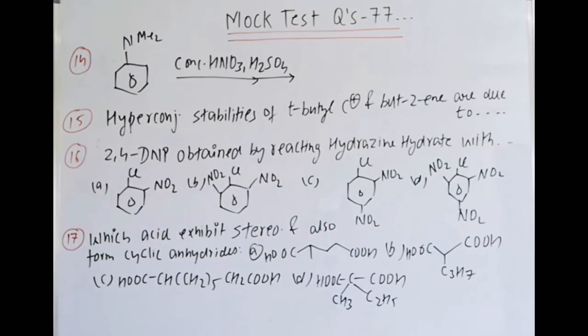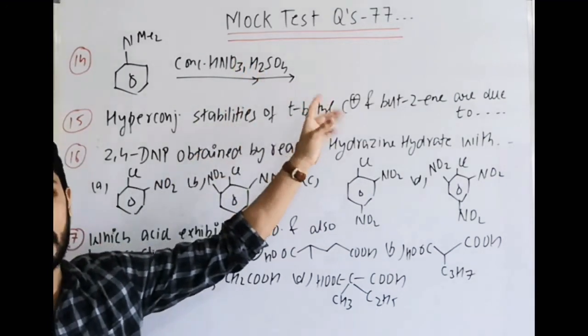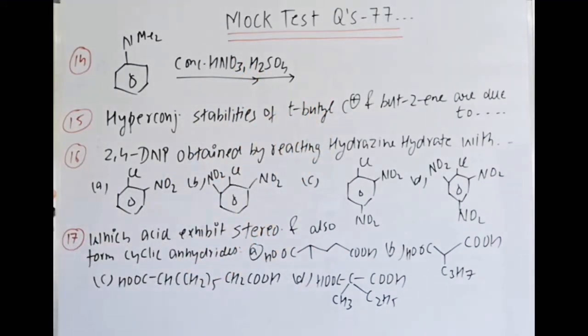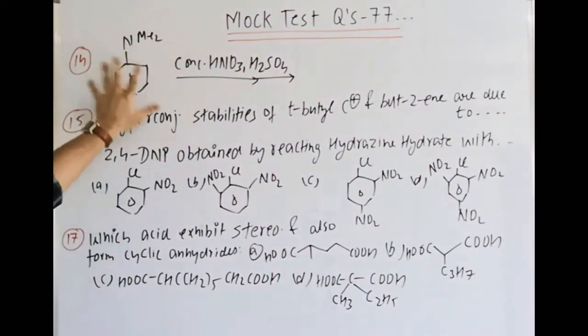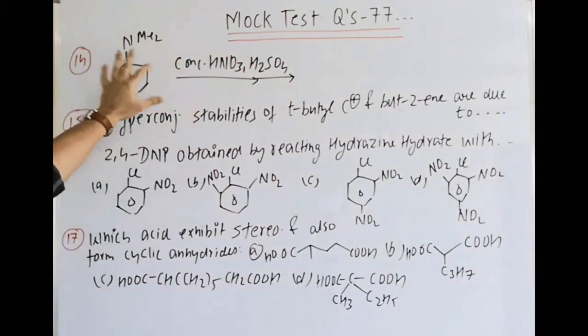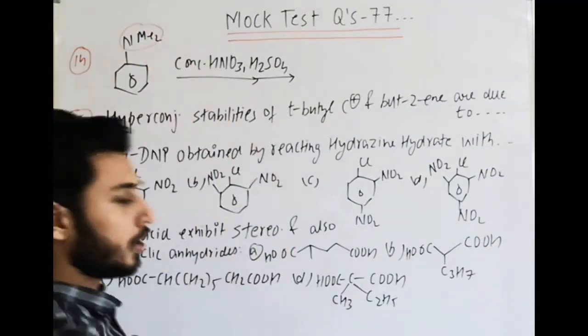Question number 14 is N,N-dimethyl aniline with concentrated HNO3 and H2SO4. Write down the major product. That will be a new reaction for you. Why? Because aniline we have done, but not all tertiary aromatic amines. Only for aniline that reaction we have covered. So I am writing its answer, that actually in this case it is similar to aniline.